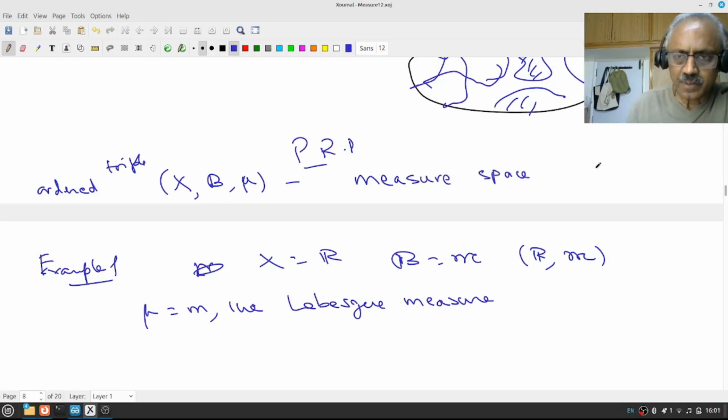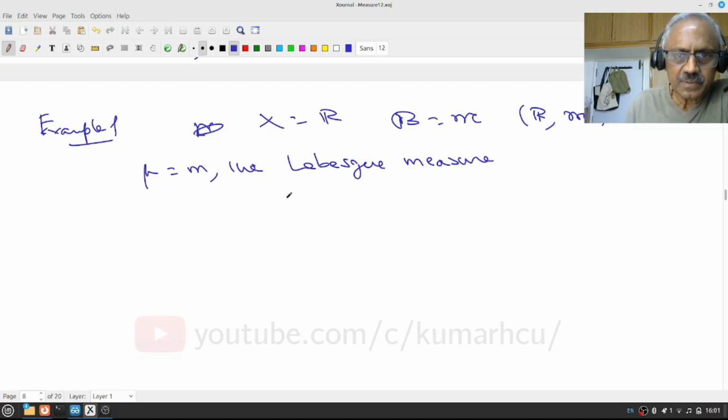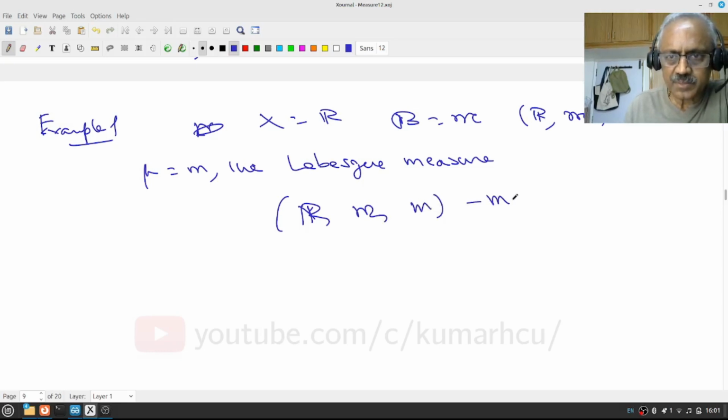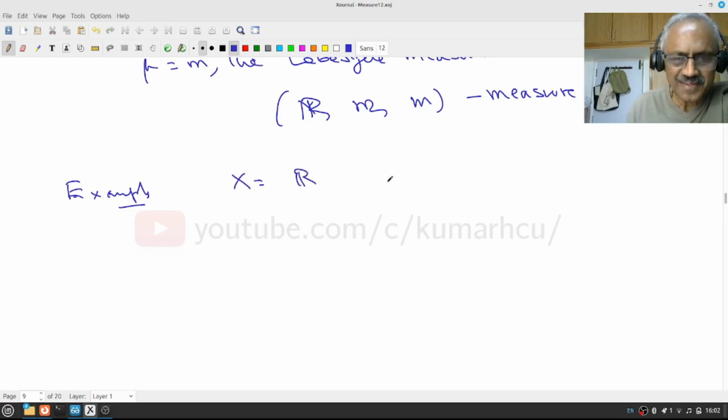Technically it should be called a measured space because to each and every set I have associated the notion of measure, but it's called a measure space. So what is a measure space? It's a measurable space on which a measure is given. This is the ordered triple. Therefore (R, M, m) is a measure space. And the second example is cheating. My X is still R, but my B, can you guess what it is? B of R, the Borel sigma algebra.